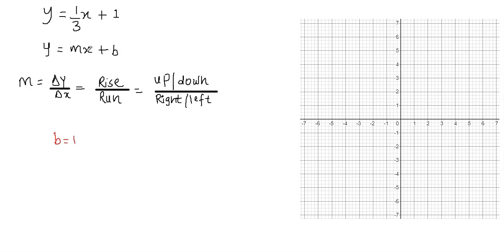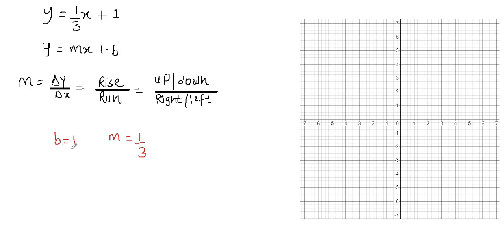And let's identify the slope now. The slope is represented by the letter m, and slope is the coefficient of x. In my equation, the coefficient of x is 1/3. So I'm going to say that my slope is equal to 1 over 3.